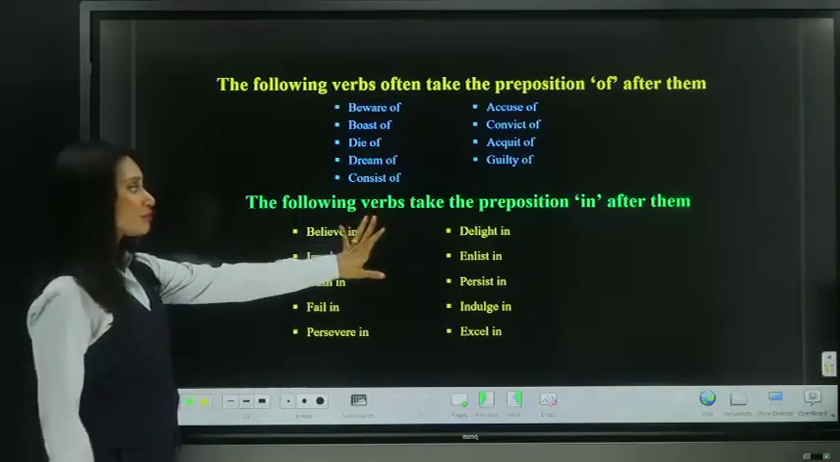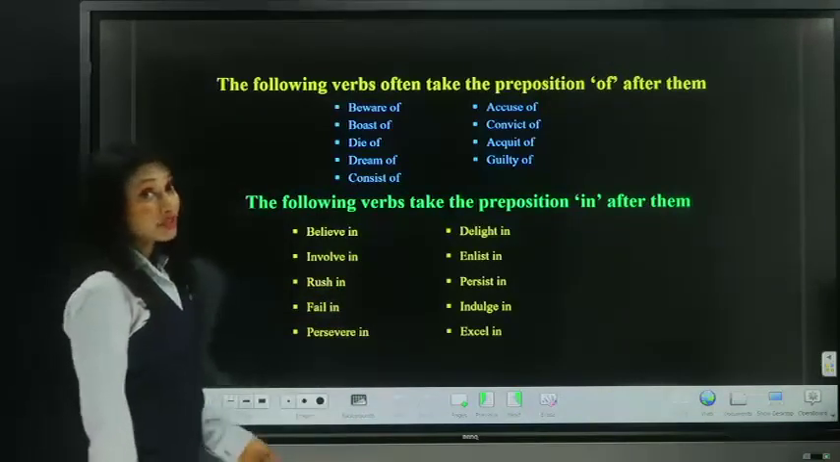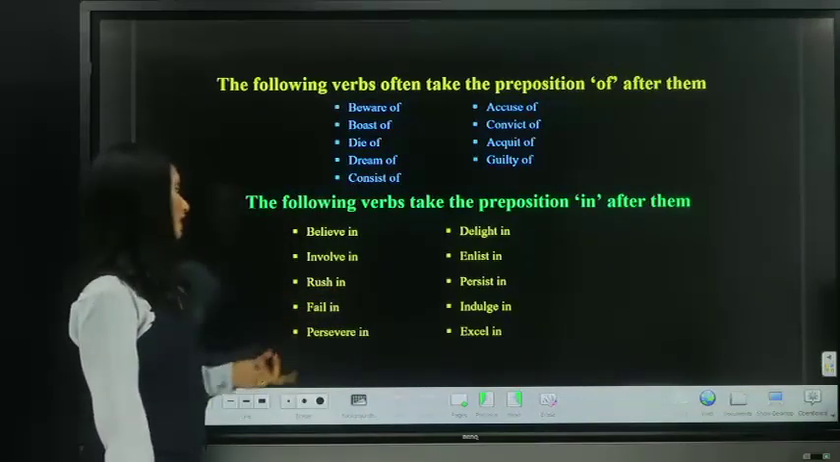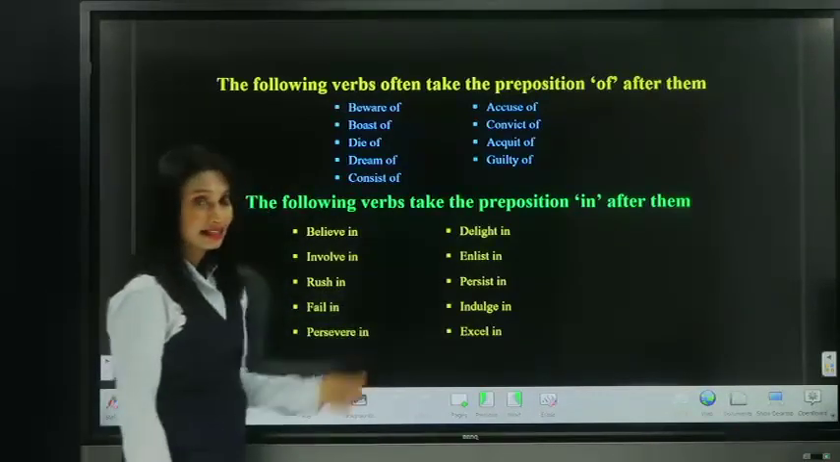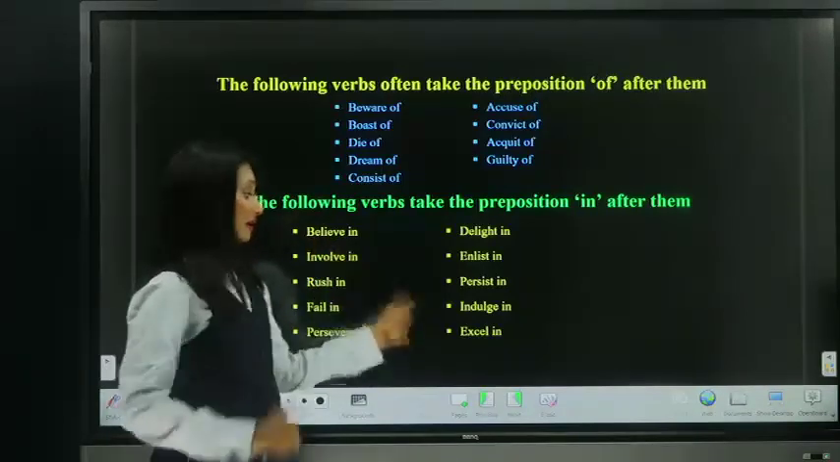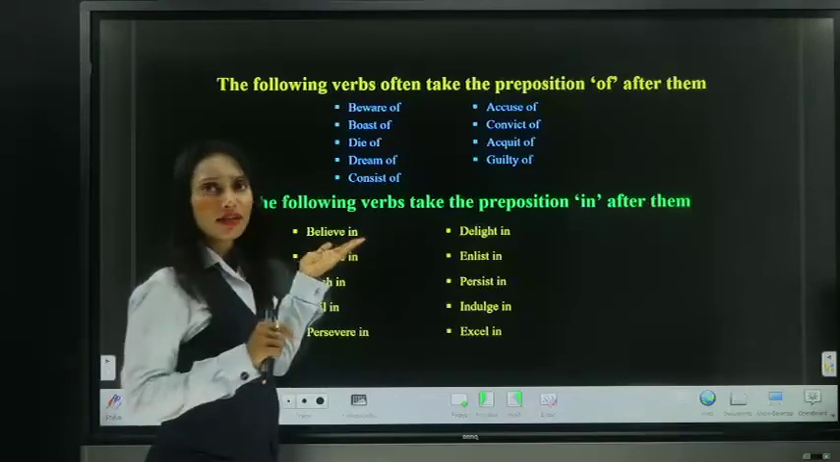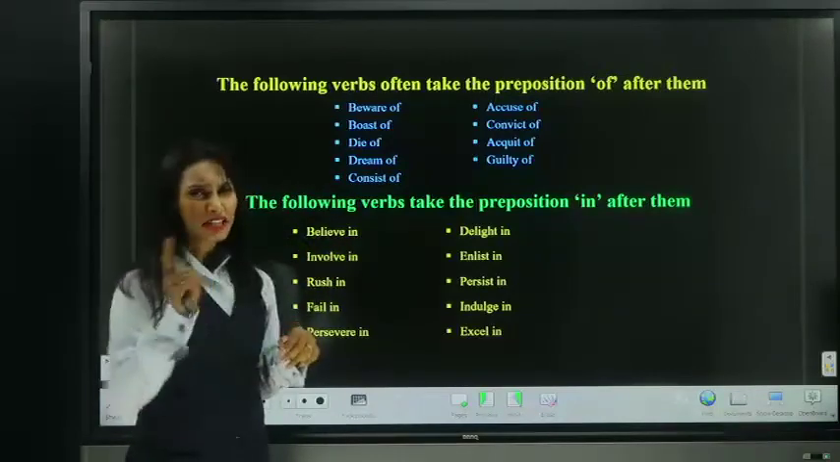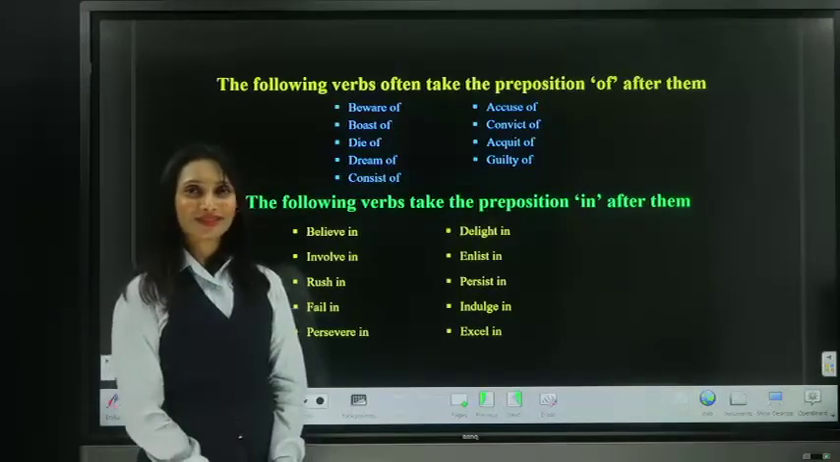This list of verbs is always followed by preposition in. They are believe in, involve in, rush in, fail in, perseverance in, delight in, enlist in, persist in, indulge in, excel in. Excel in what you aim for. He excelled in his studies. Believe in yourself first. Do not involve in gossips. So like that, you can make some examples.